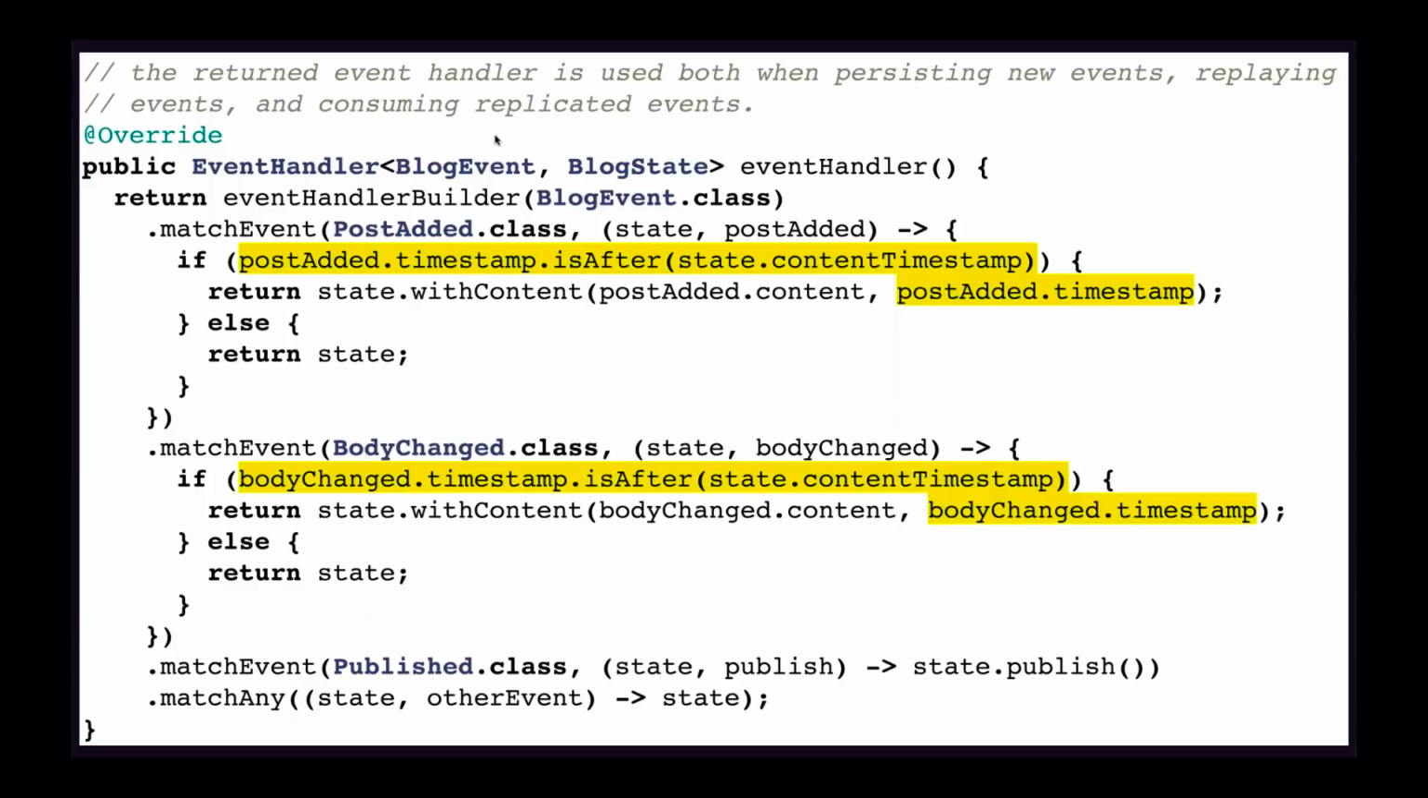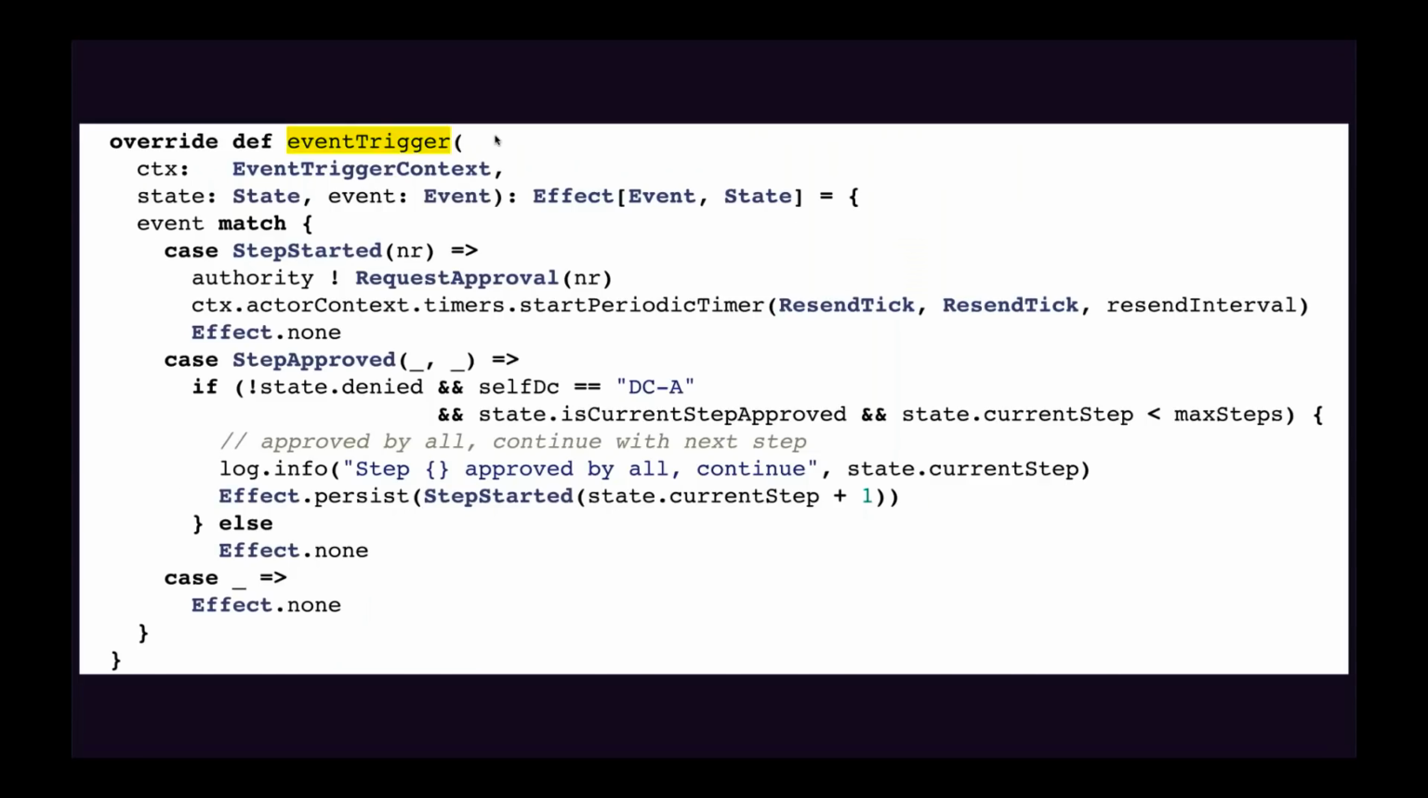One more thing, just to show there's other things that this replicated entity class provides, but there's an event trigger. This is a method that's called after the event handler is called. And the documentation is going to do a much better job than I can about what actually happens in here.